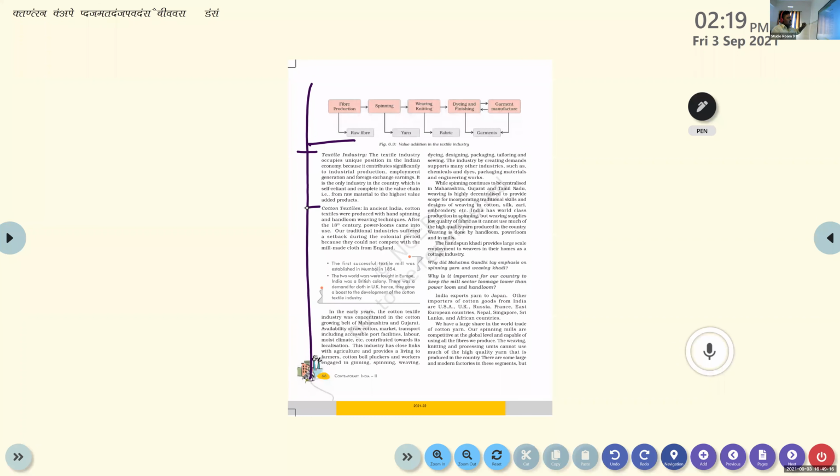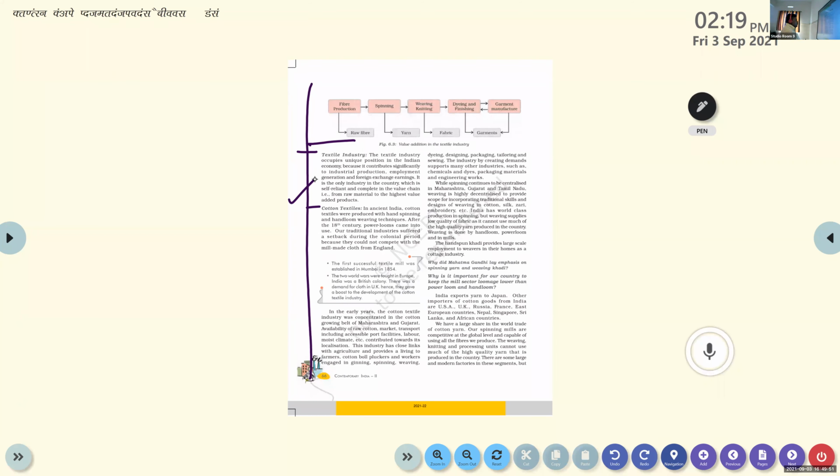It is the only industry in the country which is self-reliant and complete in the value chain, from raw material to the highest value added products. Almost all the production steps are in India itself. We don't want to purchase any goods from other countries. We produce cotton in India, and almost all other steps are also done in India to produce the highest value added products, from the cotton boll to the finest fabrics.